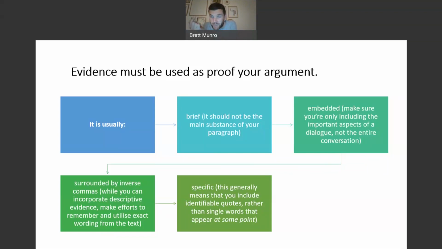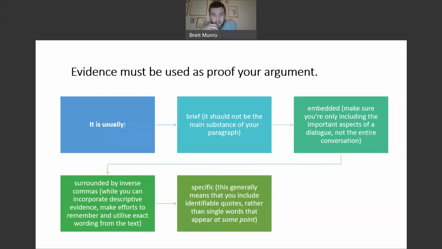That's why you also want to make sure that you're only including the important aspects of dialogue, the important 3 or 4 words, rather than the entire conversation. They should be surrounded by inverted commas. While you can incorporate descriptive evidence, make sure to remember and utilize exact wording from the text in inverted commas.